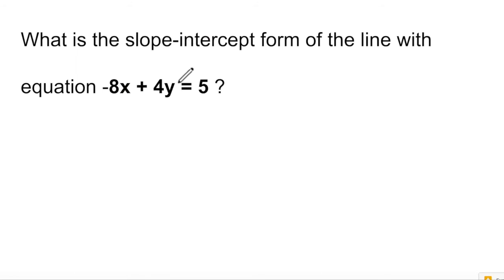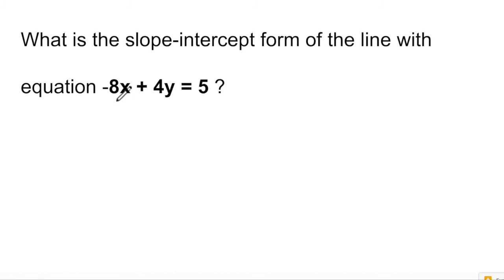So what is the slope-intercept form of the line with the equation negative 8x plus 4y equals 5? Well, let's convert this to slope-intercept. Where are we going to start? Well, we want to move all the x terms and constants over to the right and isolate the y by itself. So let's start doing that.